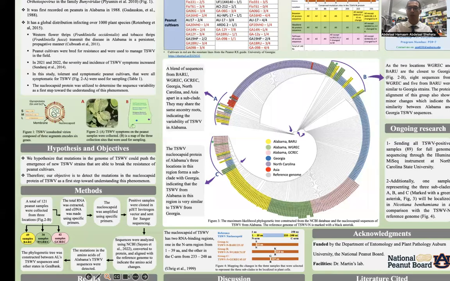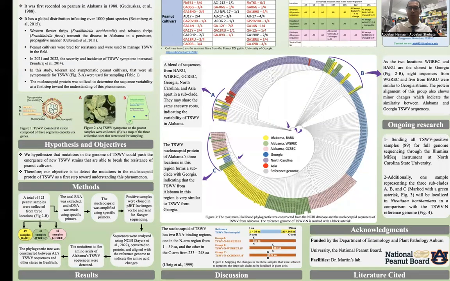So we think that all these changes are one reason, not the main reason, but one reason why the virus is breaking the resistance. They may contribute to the virus's ability to overcome the peanut resistant cultivars and break their resistance. The phylogenetic tree also showed us that the majority of the Alabama strains are actually very similar and related to Georgia strains. As we can see here, they share the same ancestry roots together.